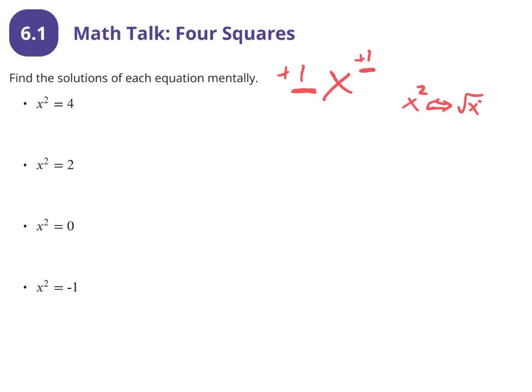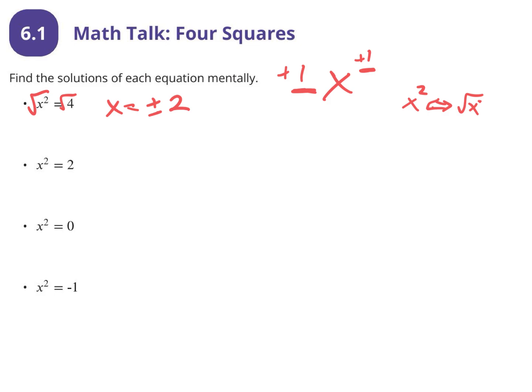To get rid of a square root, you have to square something. To get rid of a square, you would take the square root of it. So for the first one, we take the square root of both sides. X equals plus and minus 2. Plus and minus the square root of 4, which is plus and minus 2. Okay.